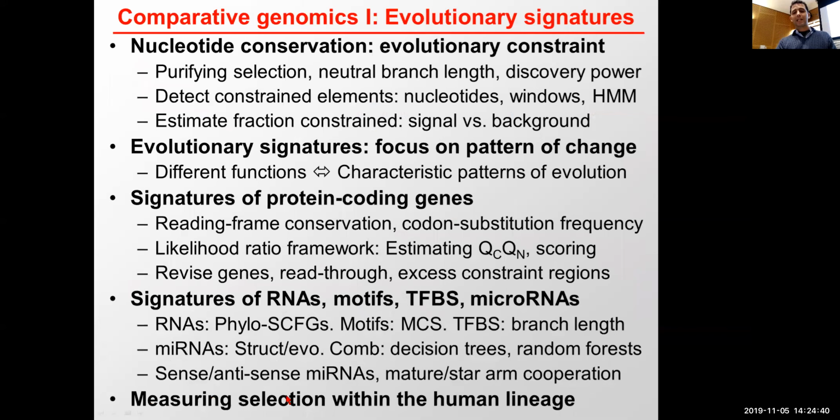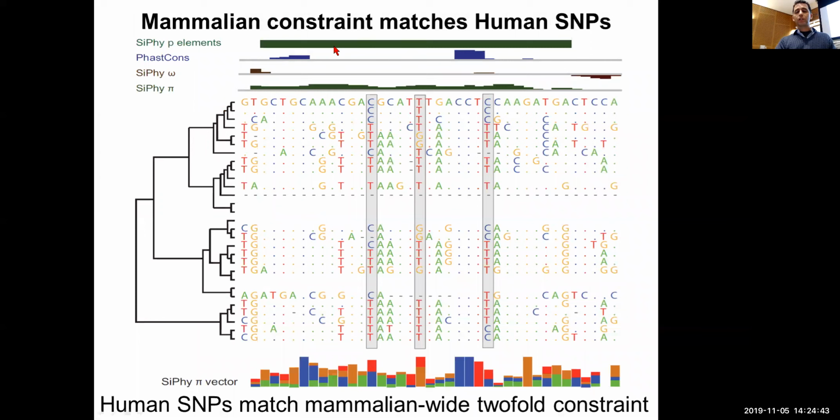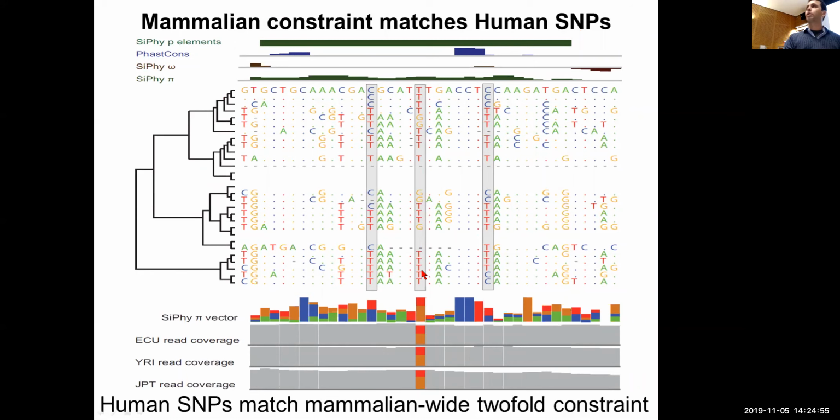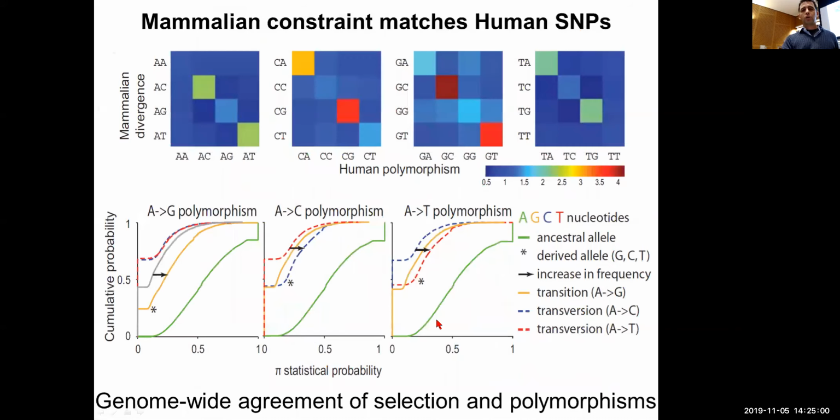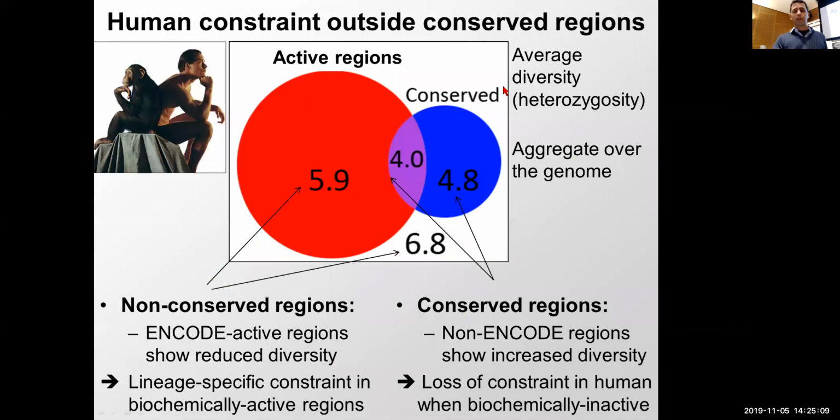The last thing is measuring selection within the human lineage. So mammalian constraint, in fact, matches human SNPs in some cases, where you can see that the SNPs that are happening in the human genome are sometimes observing the mammalian constraint, which basically says that evolution is fine and well and still working within the human lineage. And using that, we can start asking what is the pattern of substitutions that we see in different classes of elements. And by estimating the overall constraint, even though we don't have the power to detect any one region within the human lineage, we can estimate the overall constraint in active regions.